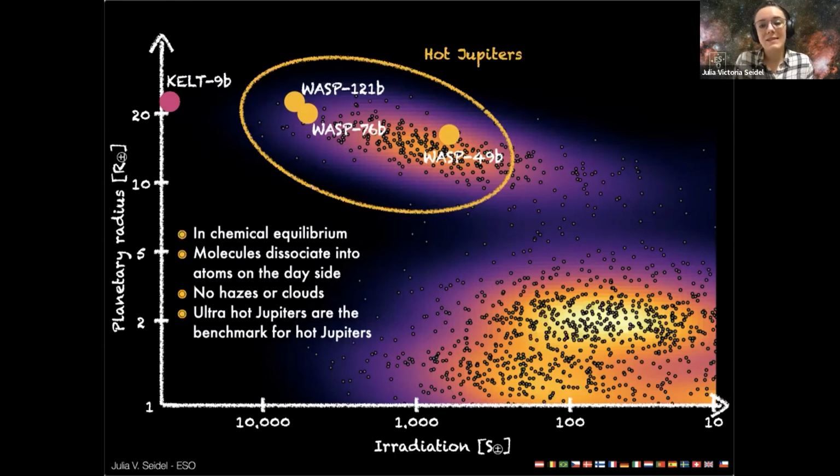And this really makes ultra-hot Jupiters, so the ones on the hotter side of the spectrum, the benchmark cases for hot Jupiters, and that makes them the benchmark case for all exploration of exoplanet atmospheres, simply because if a technique doesn't work on ultra-hot Jupiters, your hope of having it work on smaller and cooler planets is even less likely.